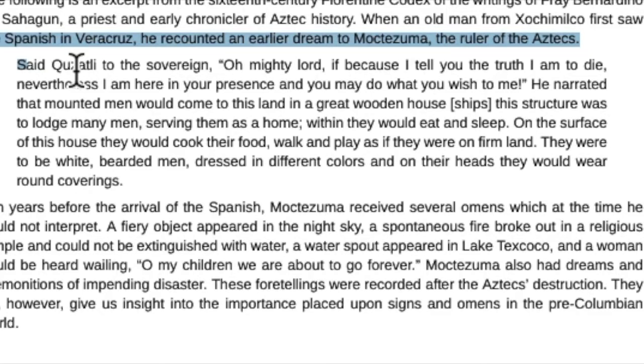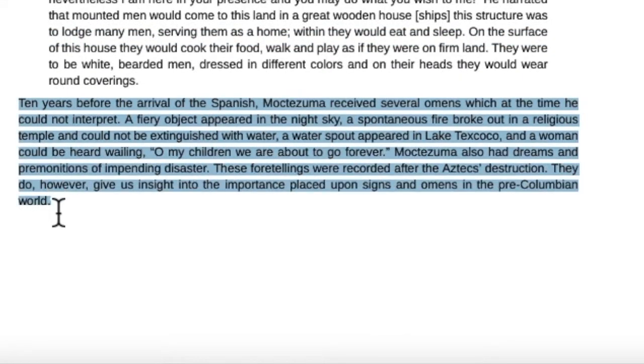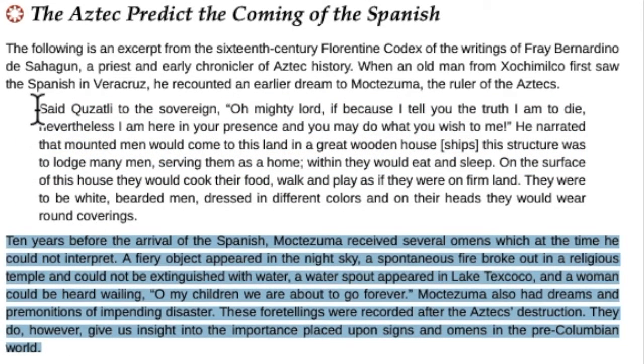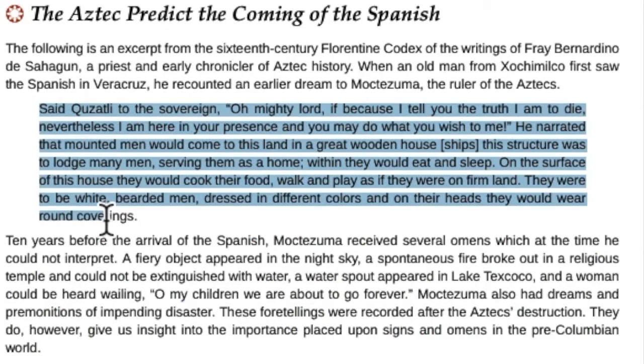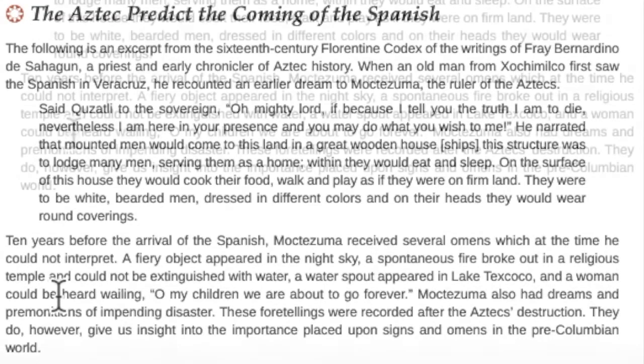They were to be white, bearded men, dressed in different colors, and on their heads they would wear round coverings. All right, so then the next thing that is said is also written by the authors of your textbook. And so the only part of this which is a primary source is this middle section. But let's see what the authors say at the end.